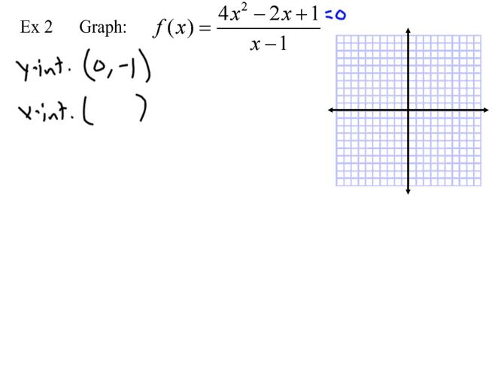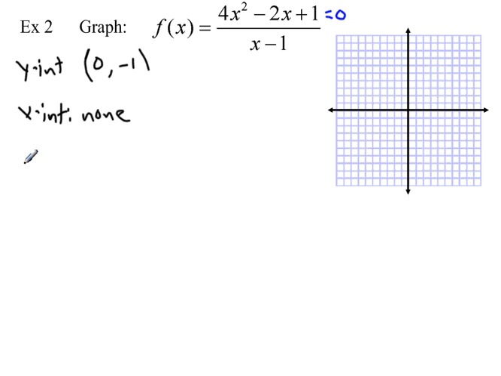So instead of that point there, we just say there are no x-intercepts because there are no zeros of the numerator.